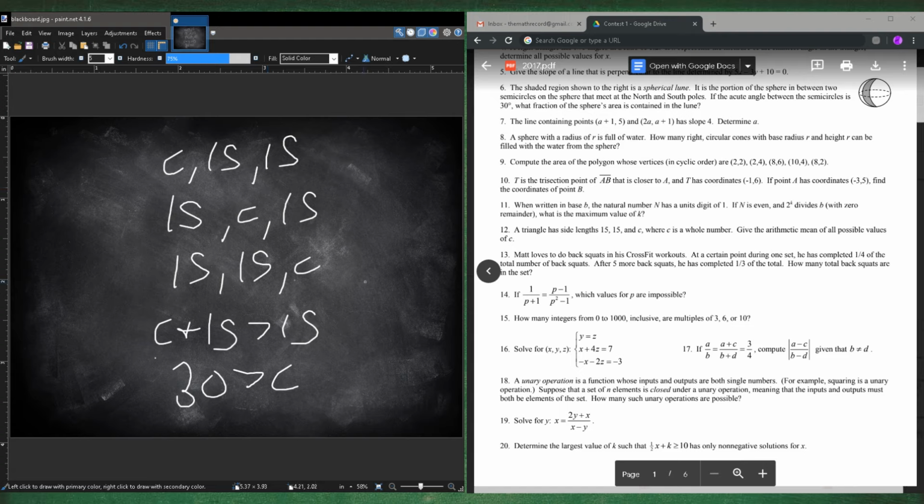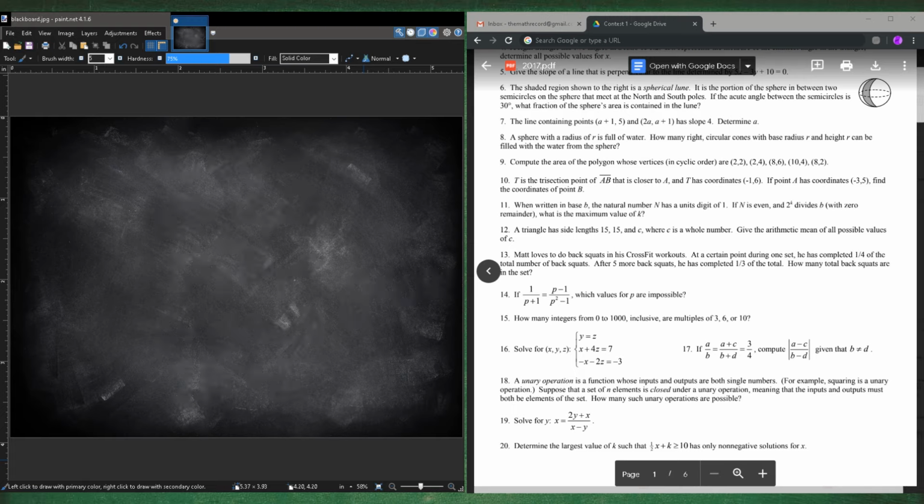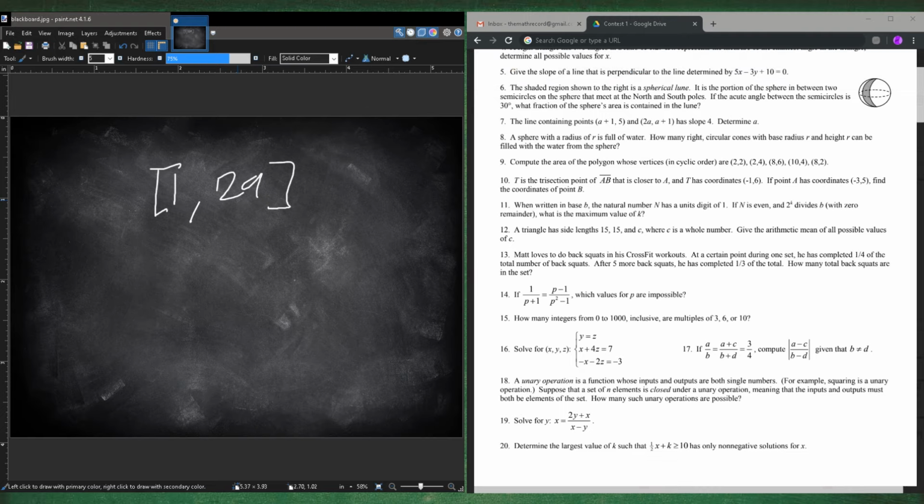So C has to be greater than 0 and less than 30, basically. That's what it's telling us. So C has to be between 1 and 29. C is from 1 to 29, and it has to be a natural number, so it's like 1, 2, 3, 4, etc., because it says whole number. So it can't be 0 and it can't be 30.